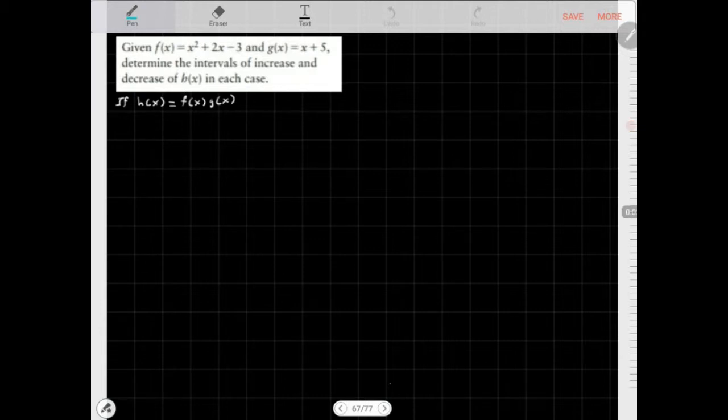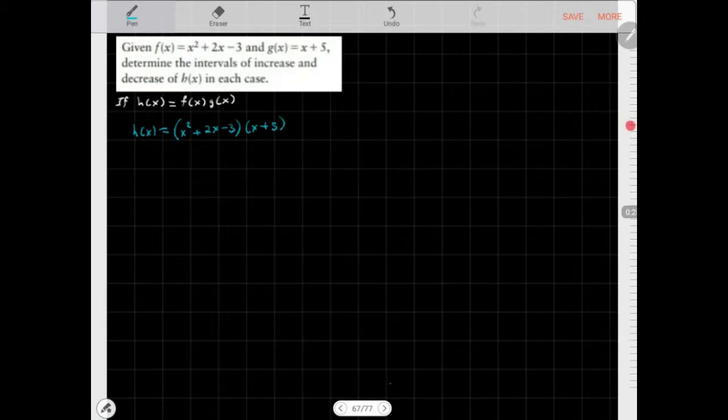Alright, given f of x is equal to x squared plus 2x minus 3, and g of x is x plus 5, determine the intervals of increase and decrease of h of x in each case if h of x is equal to f of x times g of x. Okay, so first let's figure out what h of x is. So h of x here is f of x, which is x squared plus 2x minus 3, times g of x, which is x plus 5.